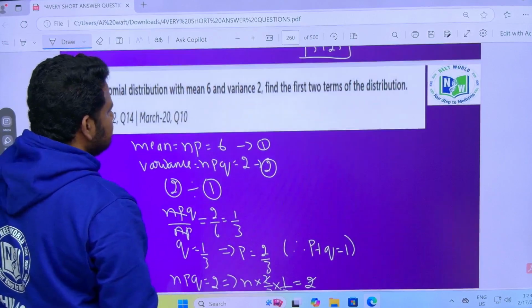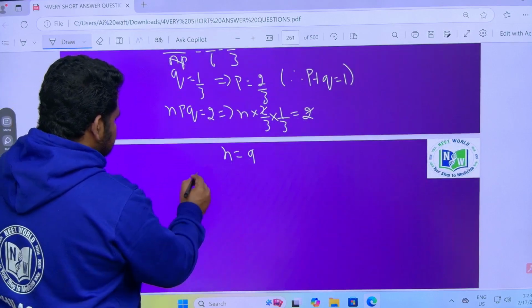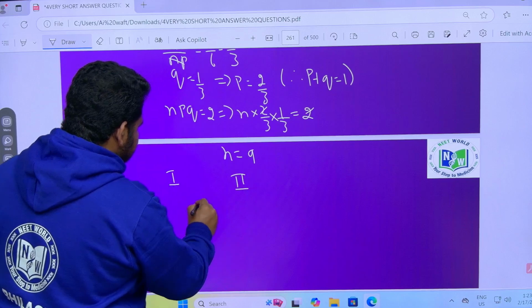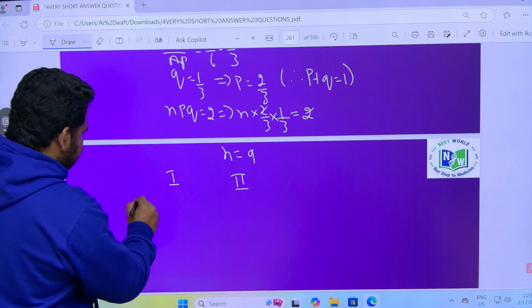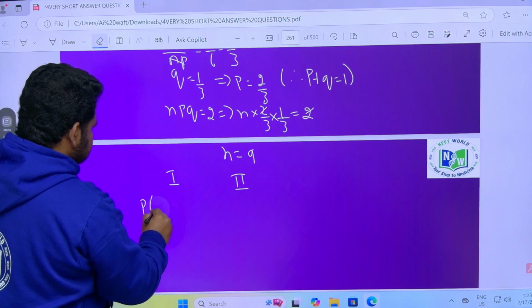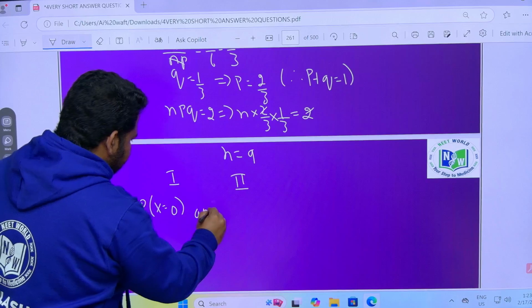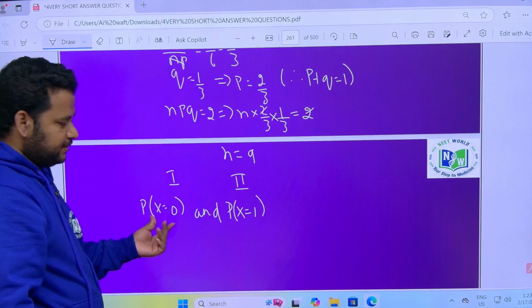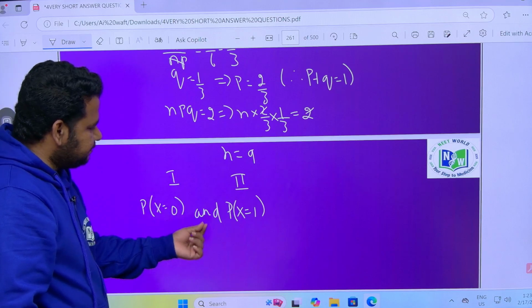So they are asking first two terms of the distribution. First two terms of the distribution they are asking. So first term and second term. First term is what? The formula is what? We have to find P of x is equal to 0 and P of x is equal to 1. Because first term will start from 0. People will get confused and think that first term means x is equal to 1. No. P of x is equal to 0 and P of x is equal to 1.